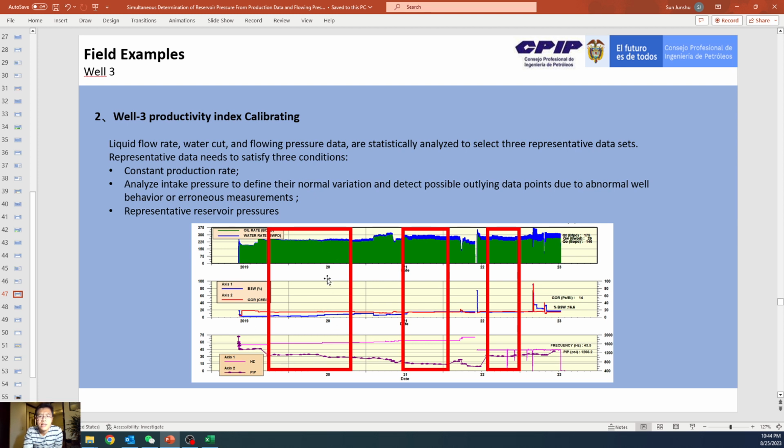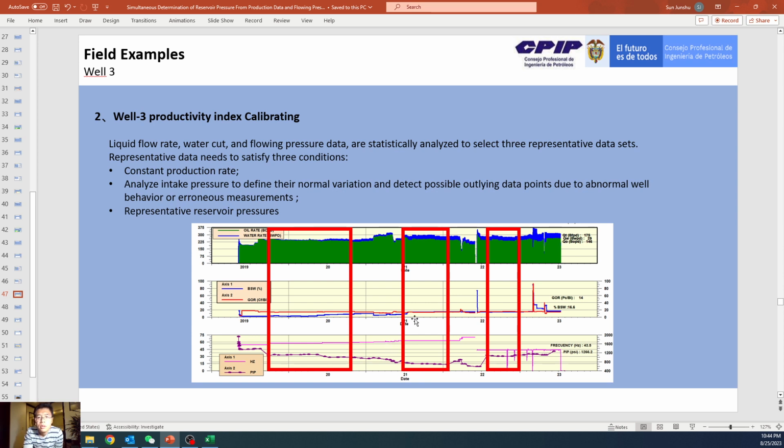PI calibrating. Select 3 consistent production rate periods. The first one is from August 2019 to September 2020. Fluid rate at around 250. ESP frequency at around 59 to 60 Hz. Intake pressure slightly declines.